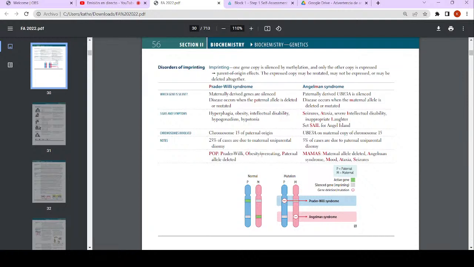Prader-Willi: obesity, paternal allele, maternal silenced. This is a good one. Paternal allele is deleted. Hyperphagia, obesity, intellectual disability, hypogonadism, hypotonia. These two are part of disorders of imprinting, where one gene copy is silenced by methylation and the only other copy is expressed. Parent of origin effects. The expressed copy might be mutated, might not be expressed, or might be deleted altogether.